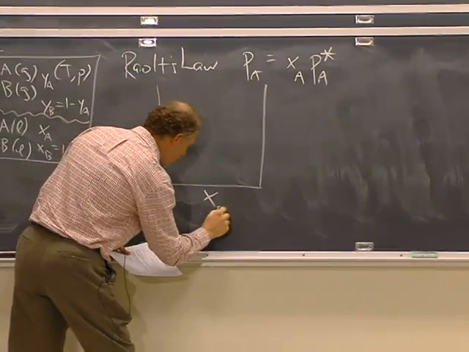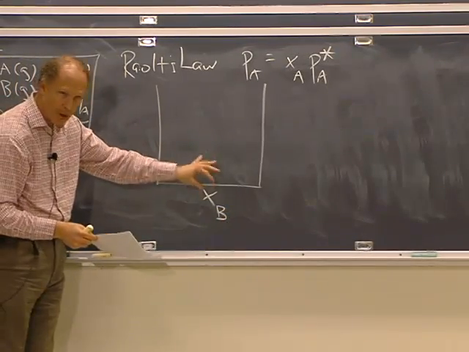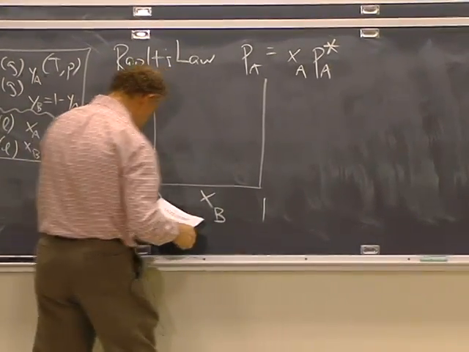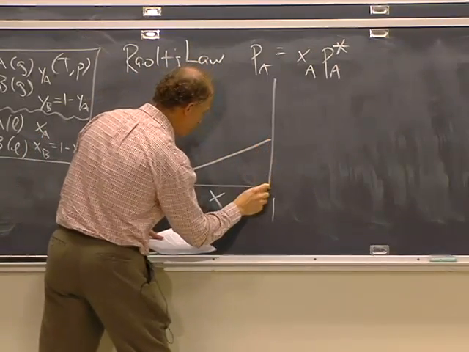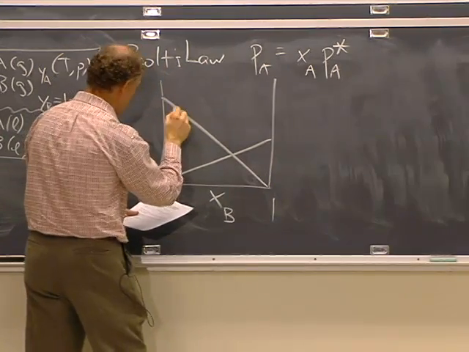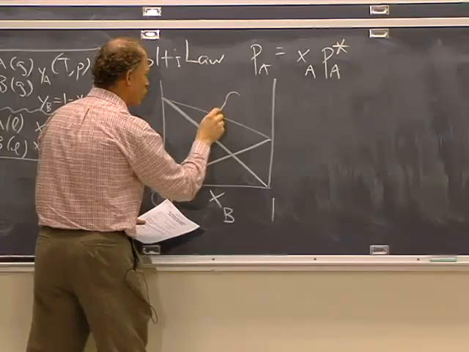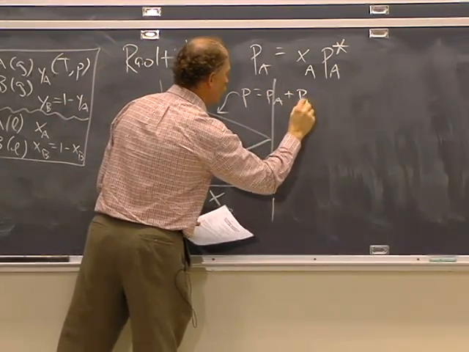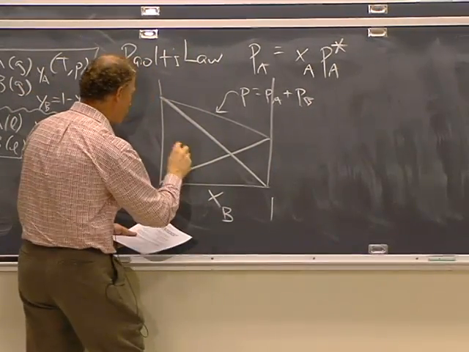If we plot this versus xB, the mole fraction of B in the liquid, going from 0 to 1, then we could construct a diagram of this sort. So this is the total pressure of A and B. The partial pressures are given by these lines.